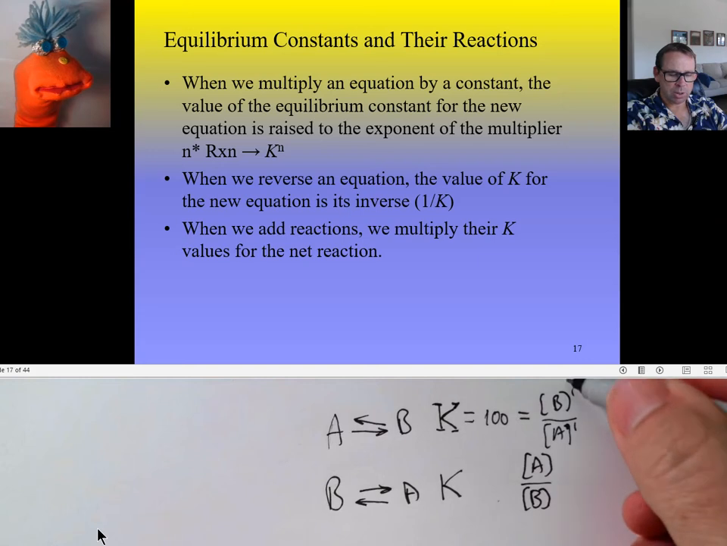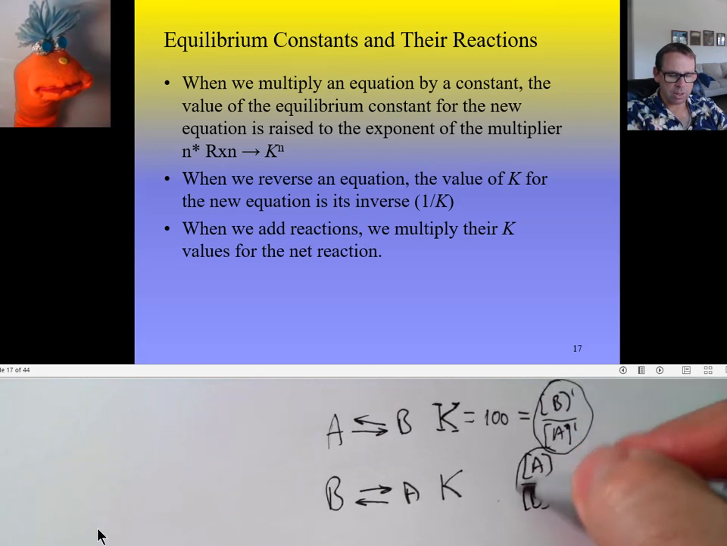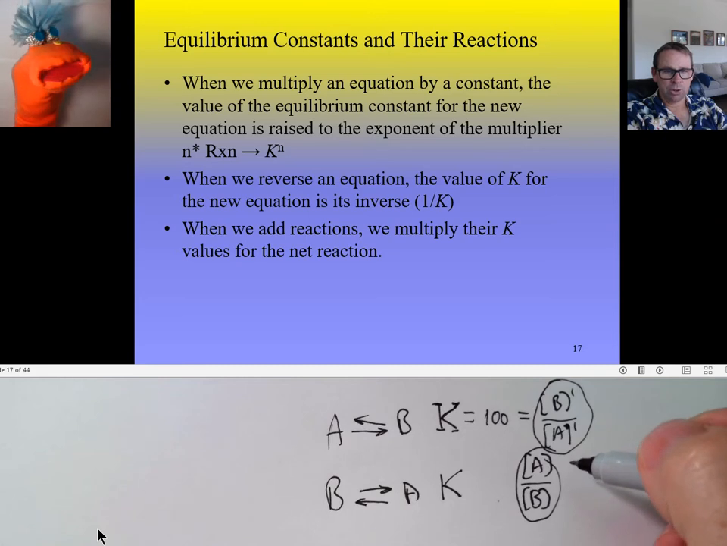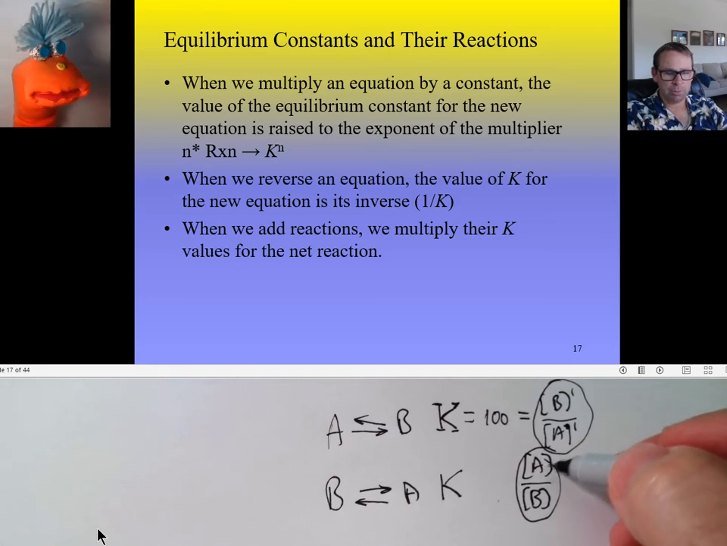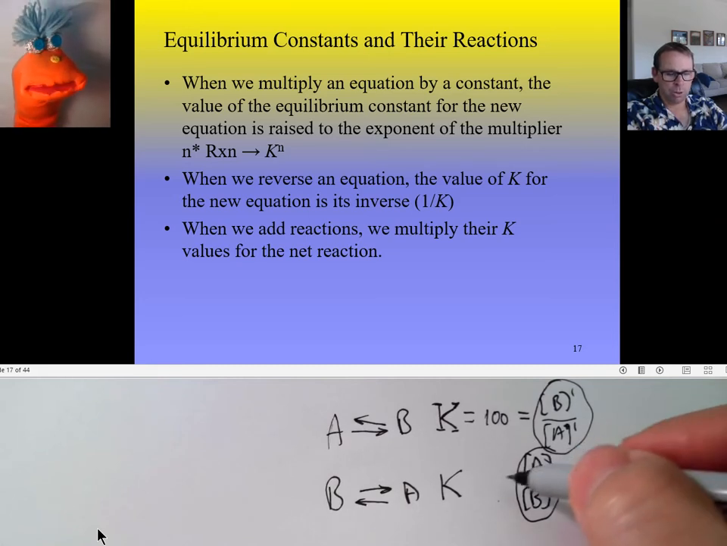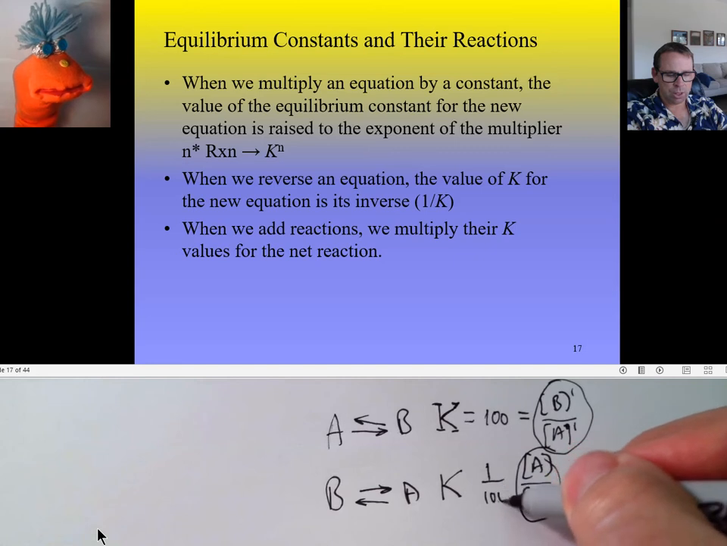Now, what's the relationship between this value and that value? This equals 100. What is this going to equal? It's just the inverse, right? A's on the top over here and bottom over there. Yeah, so it would be 1 over 100? That's right, 1 over 100.